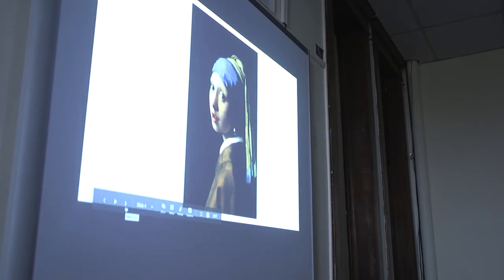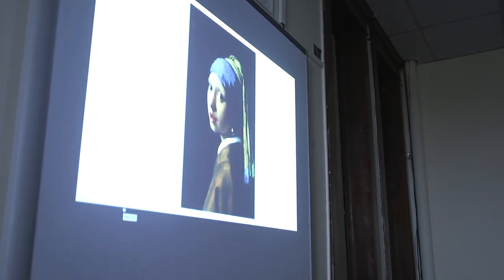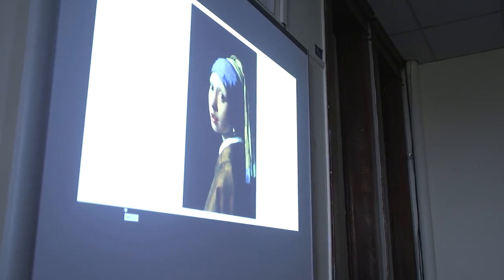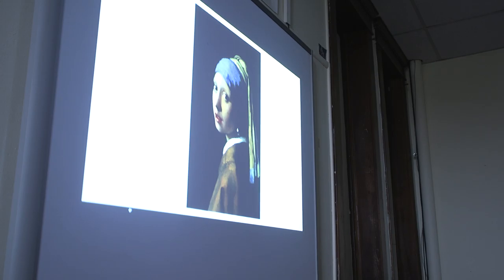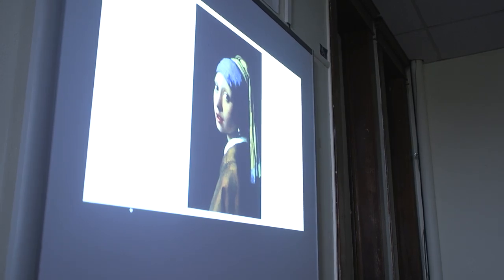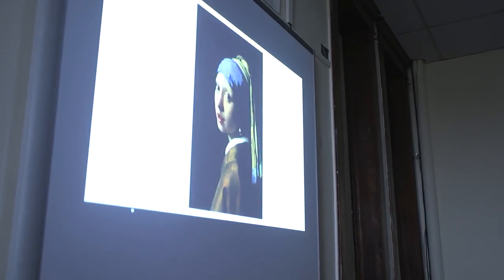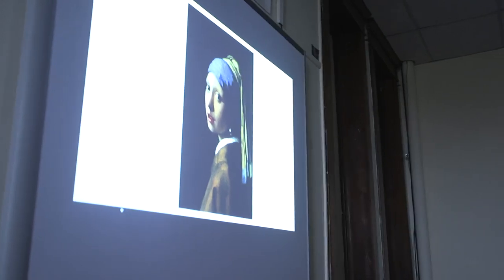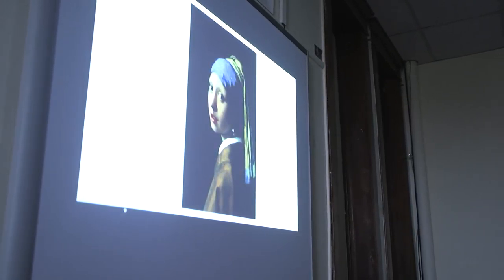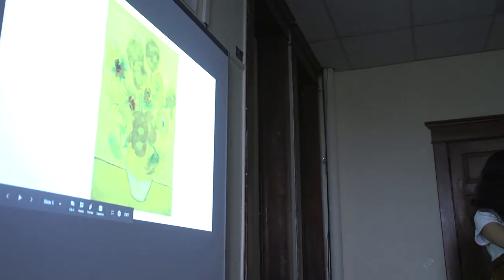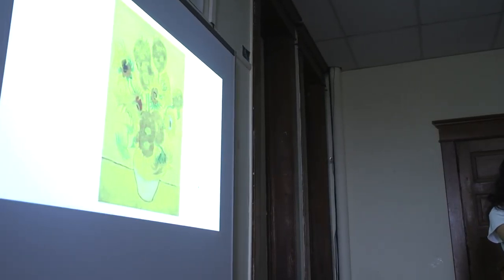I think a lot of people know this painting. I've seen this painting. This is Girl with a Pearl Earring by Johannes Vermeer. Okay, it was painted in 1665. It's an oil painting. It's a portrait. And yeah, the girl is centered. A lot of people have to know this painting.